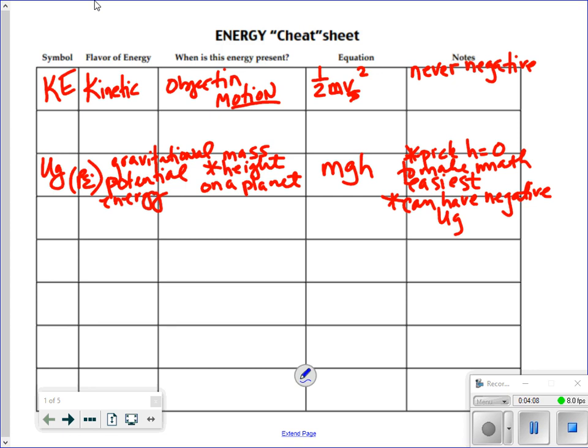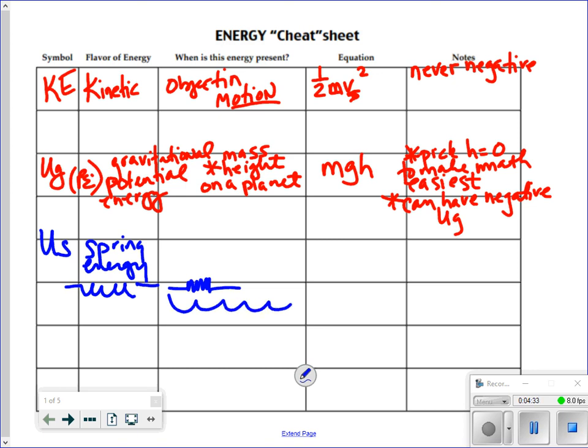Our third one is another type of stored energy, and this one comes up quite a bit. It's a spring. The key thing about a spring is, let's say that's a spring, and let's say that's the length of the spring. In order to contain energy, what we noticed is that your spring either has to be compressed or extended beyond its normal length. Okay, so when is this energy present? When you have a stretched or a compressed spring. Just a spring sitting around not doing anything does not have stored potential energy to it.